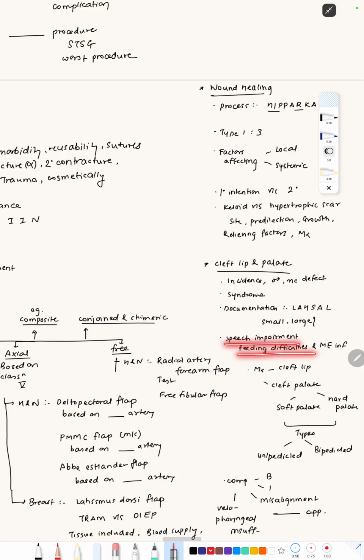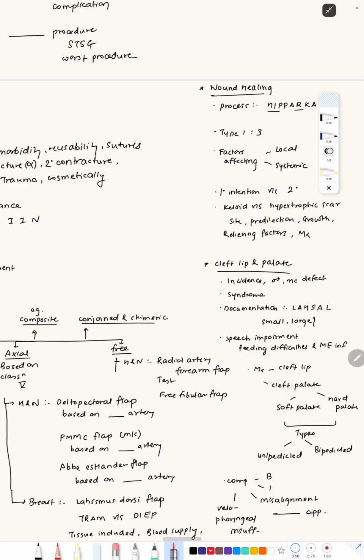What are the clinical features? Speech impairment can happen, feeding difficulties, and middle ear infections. So this defect should be repaired before the speech development. Management: cleft lip. Cleft lip is managed at around 3 to 6 months, and the surgical repair that is done is called Millard's repair.